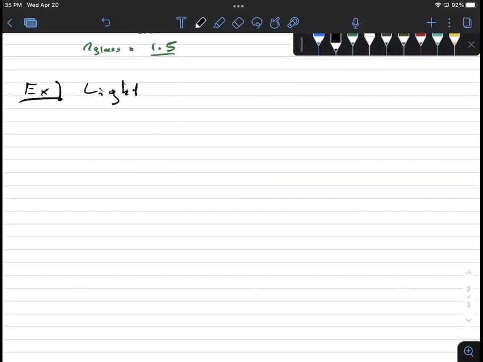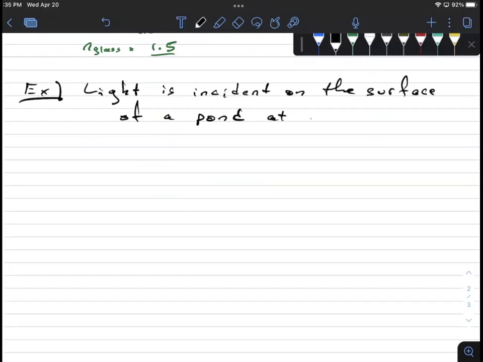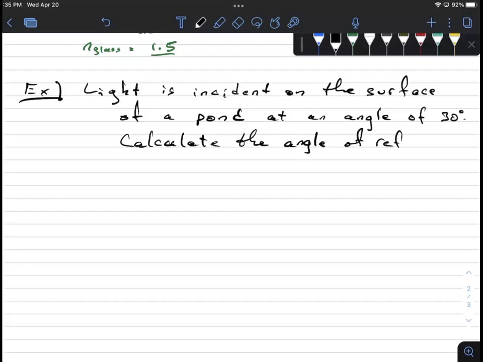Light is incident on the surface of a pond at an angle of 30 degrees. Calculate the angle of refraction.